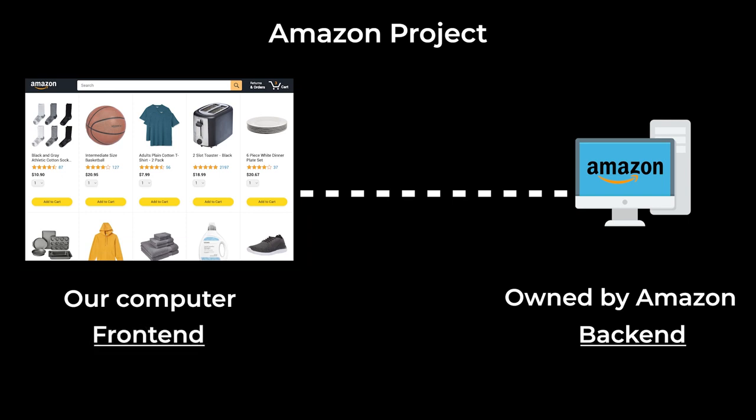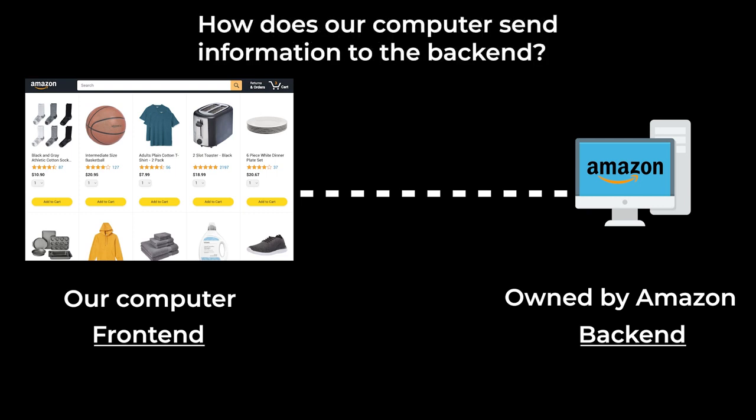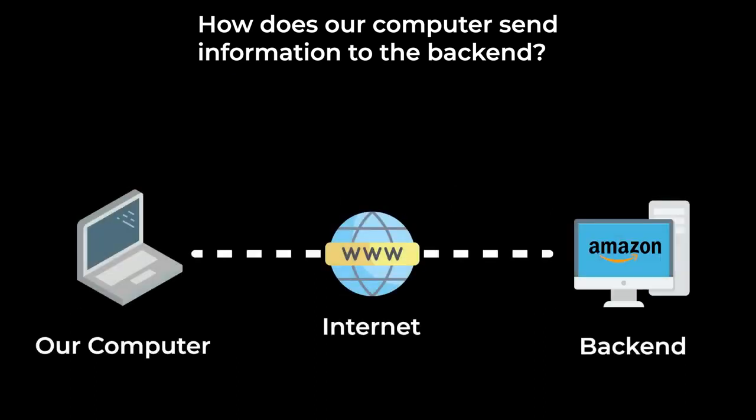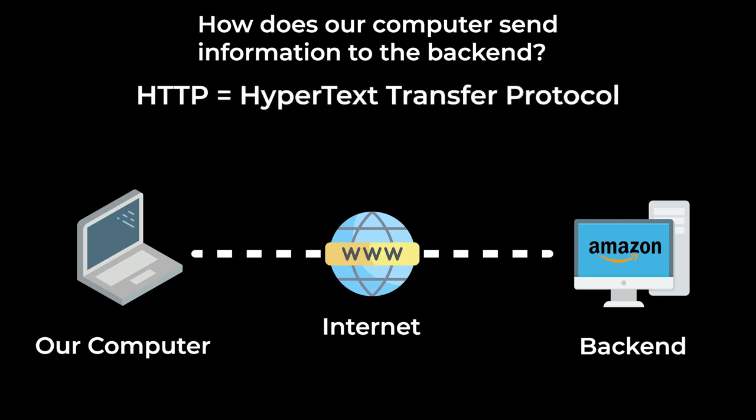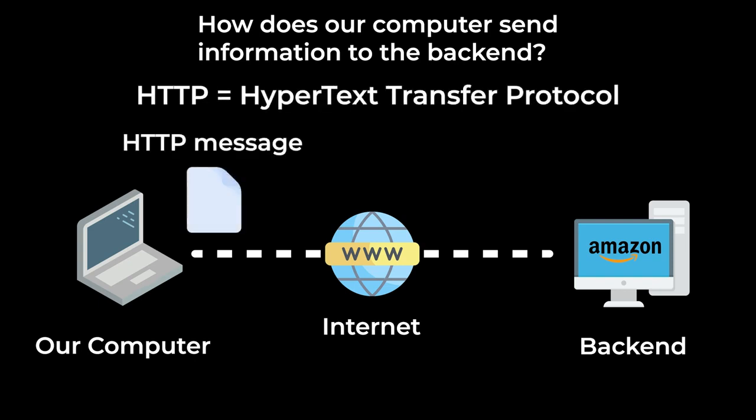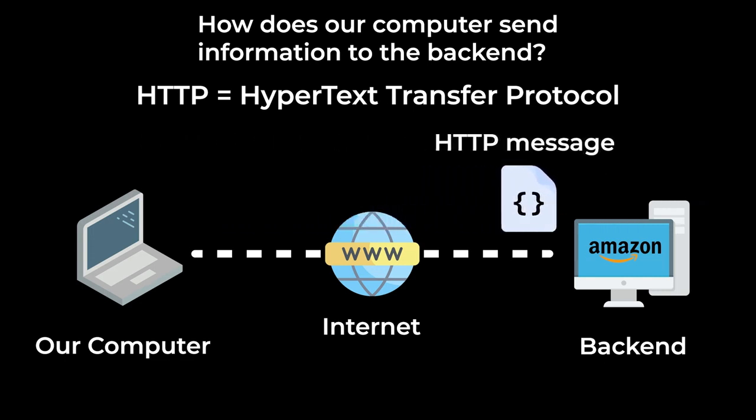Now that we know what a backend is, how does our computer, or the front end, send information to the backend? When two computers are connected to the internet, they can actually send messages to each other using a feature called HTTP, or Hypertext Transfer Protocol. In an HTTP message, we can actually attach information, like our Amazon order. When Amazon's backend receives this HTTP message, now Amazon will know what we ordered.